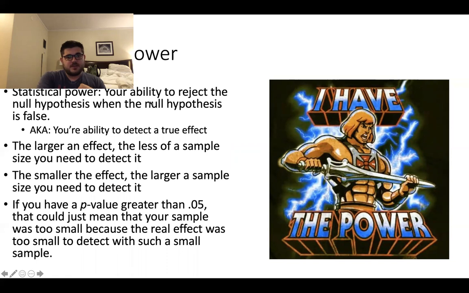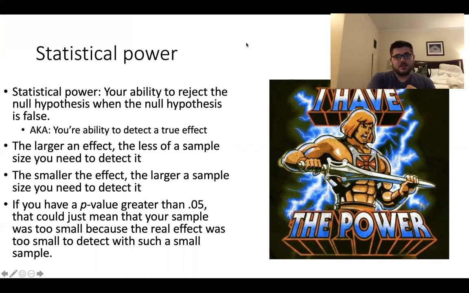All of this stuff is very related to the idea of statistical power. Statistical power is the ability of a study to detect an effect when that effect is real. In other words, it's your ability to reject the null hypothesis when the null hypothesis is in fact false. There are a bunch of things that affect statistical power. The most important things are sample size and effect size. You have control over sample size.